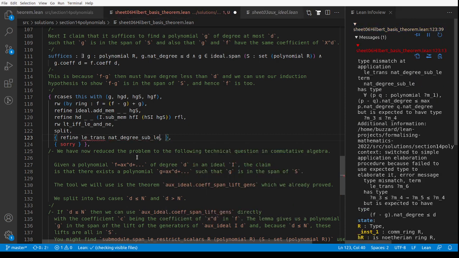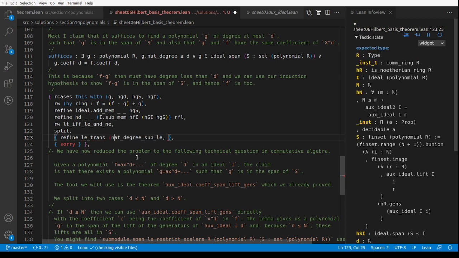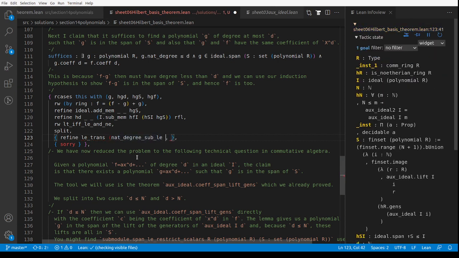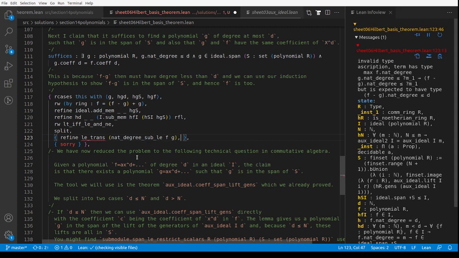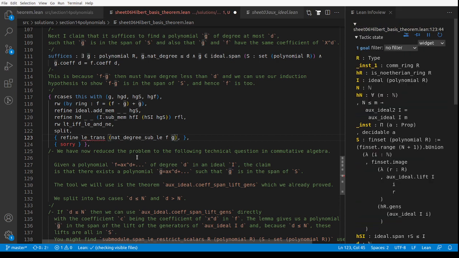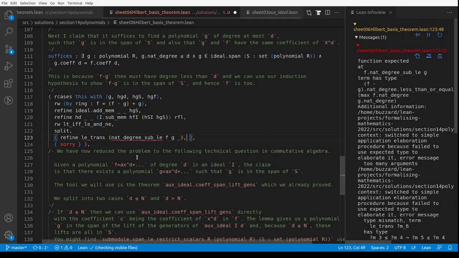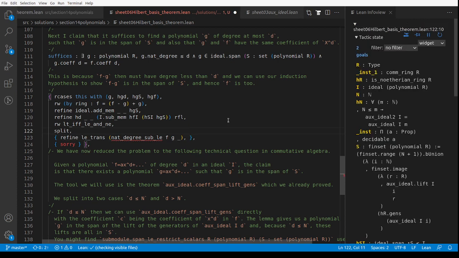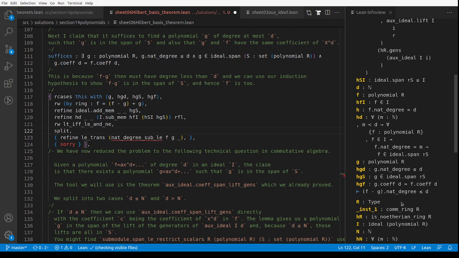And this is complaining, it wants to know what the polynomials are. So I'll give it, what were they, F and G probably. Now it's still complaining. Oh, it wants a proof. How about that? It's still complaining. Oh, how annoying.